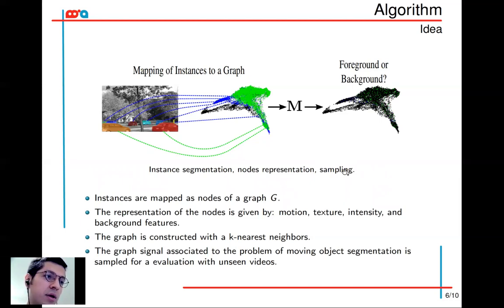More technically, we get some instances from the videos, and those instances are mapped to nodes in the graph. The representation of each instance, which is going to be a node, is given by motion, texture, intensity, and background features. We can also add other features here. And the graph is constructed with a KNN algorithm.